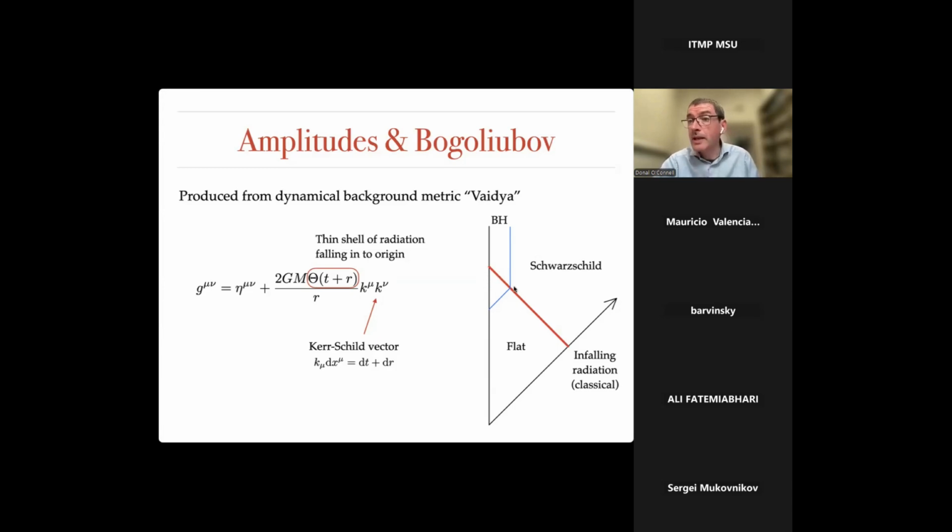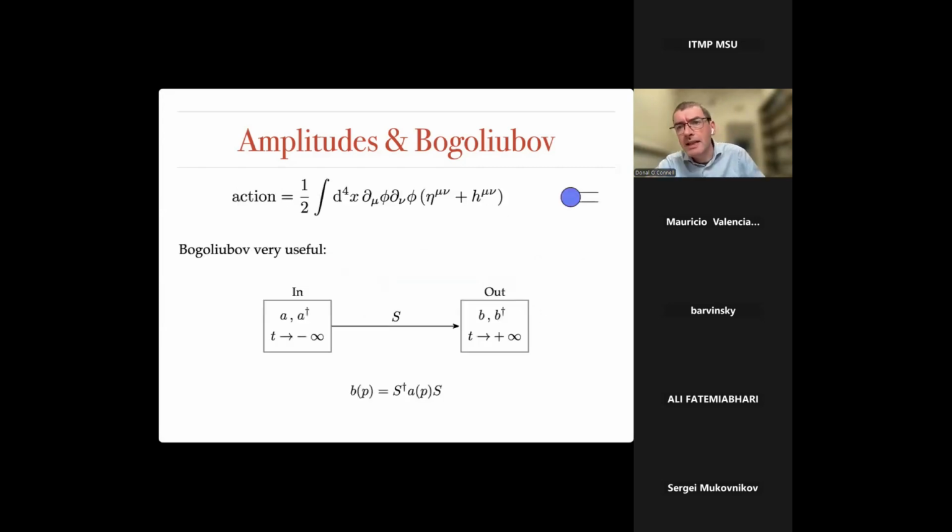Okay, so that's going to be the picture of this background. I'll come back to it. We need to talk about this in various places. But what I want to do now is really begin to talk about the Bogoliubov coefficients and what they have to do with scattering amplitudes.